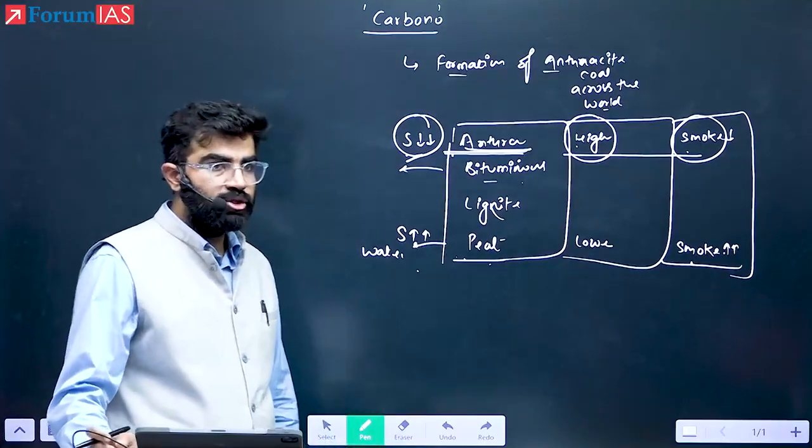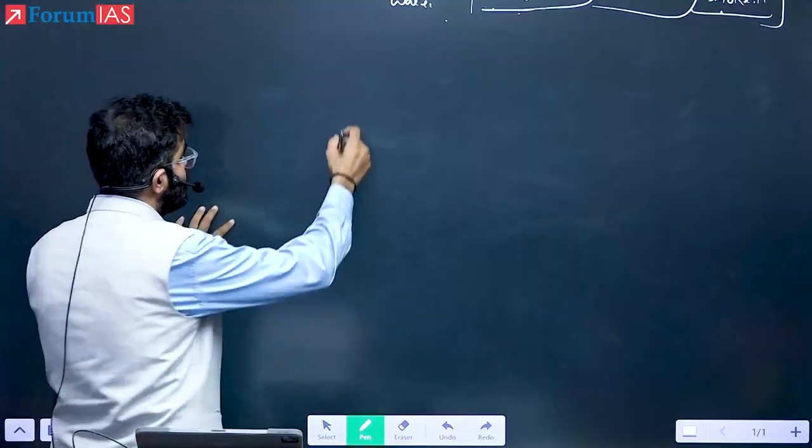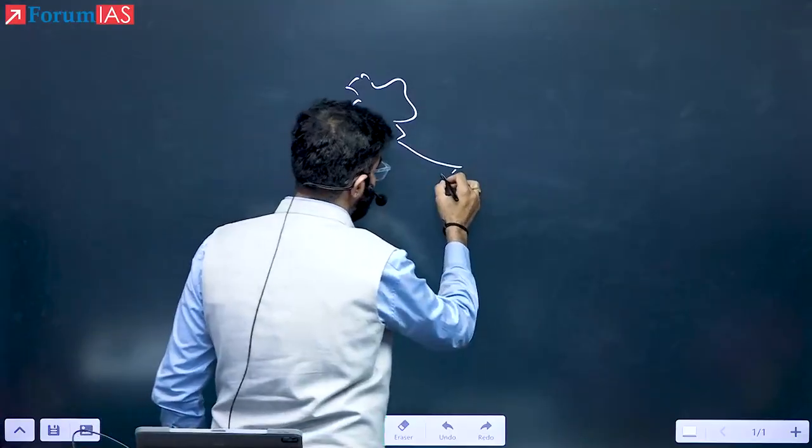Anthracite coal is used in bituminous. If you know about India's distribution of the coal, let me give you some idea. For example, this is India, where most of India's coal formation lies.